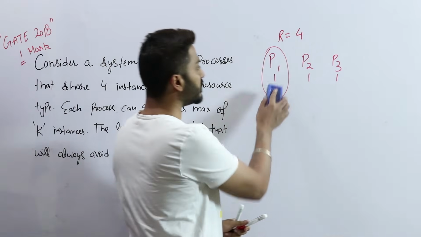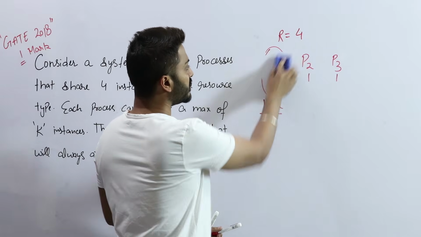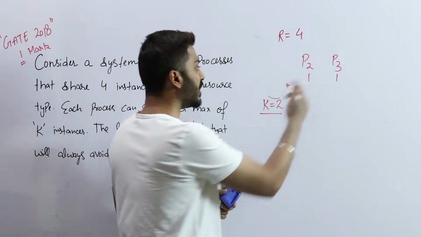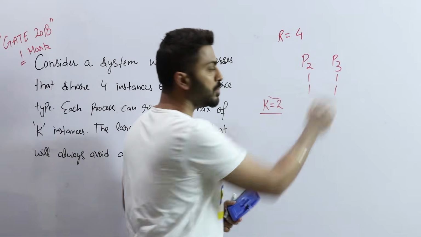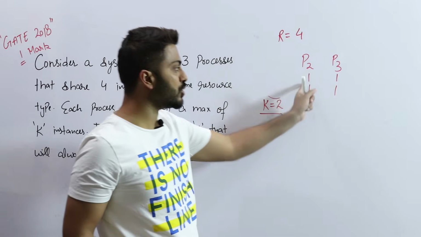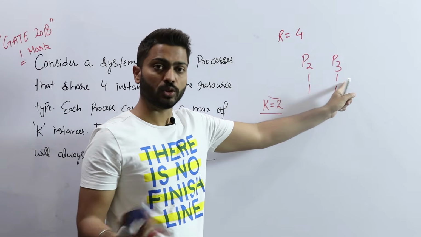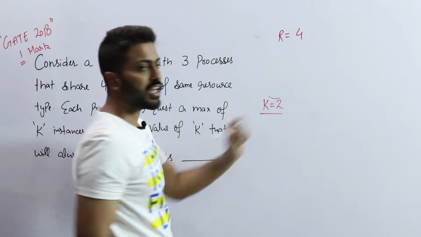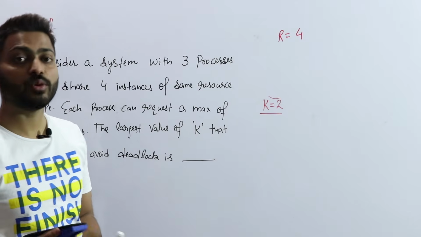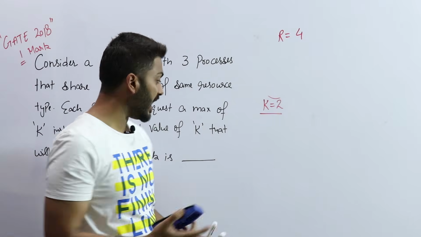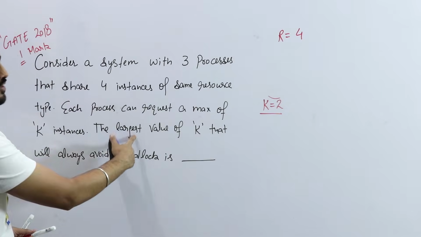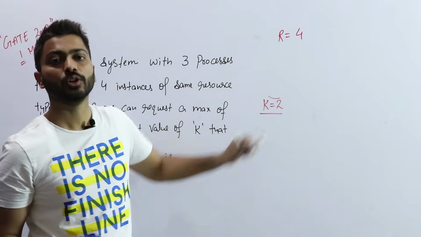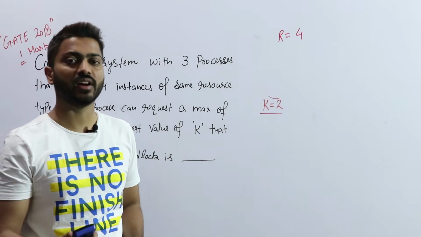And when P1 executes, the 2 resources it is having will be free, and those 2 resources I will provide to P2 and P3. So P2's need of 2 is fulfilled, P3's need of 2 is fulfilled. So yes, k value can be 2 also. So k value can be 1, k value can be 2, but as the question is asking for the largest value of k, we cannot say that 1 is the appropriate answer, because we find 2 also appropriate. So now 2 is the answer.